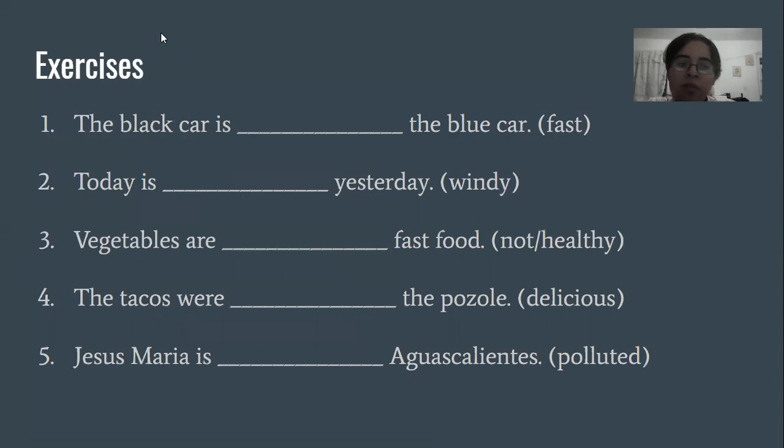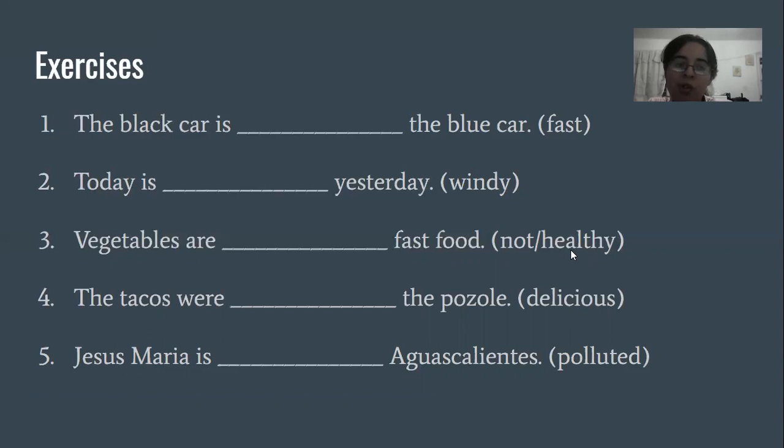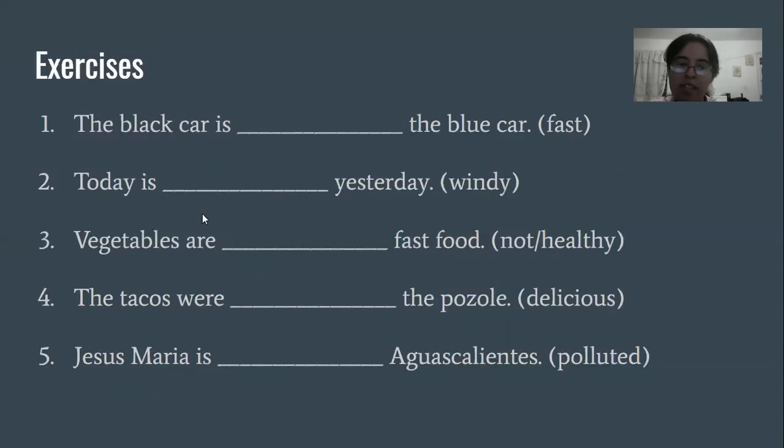So here there are 5 statements with a blank. And here are the adjectives that we need to use to fill in the blanks. This one would be negative. So I want you to fill in the blanks with "as". So I'm going to give you a few seconds for you to answer these. Go ahead.